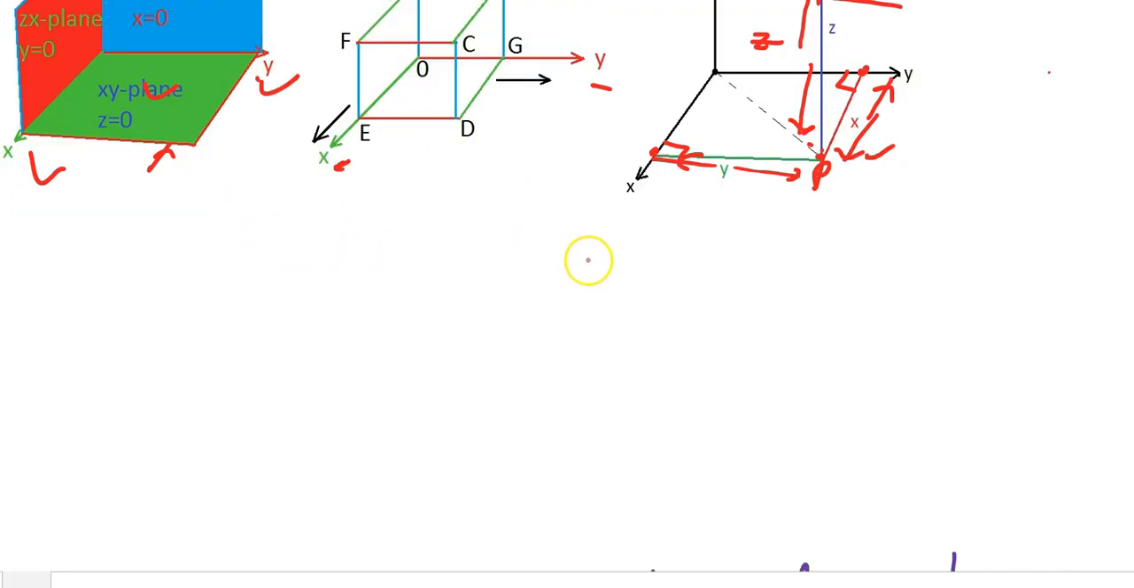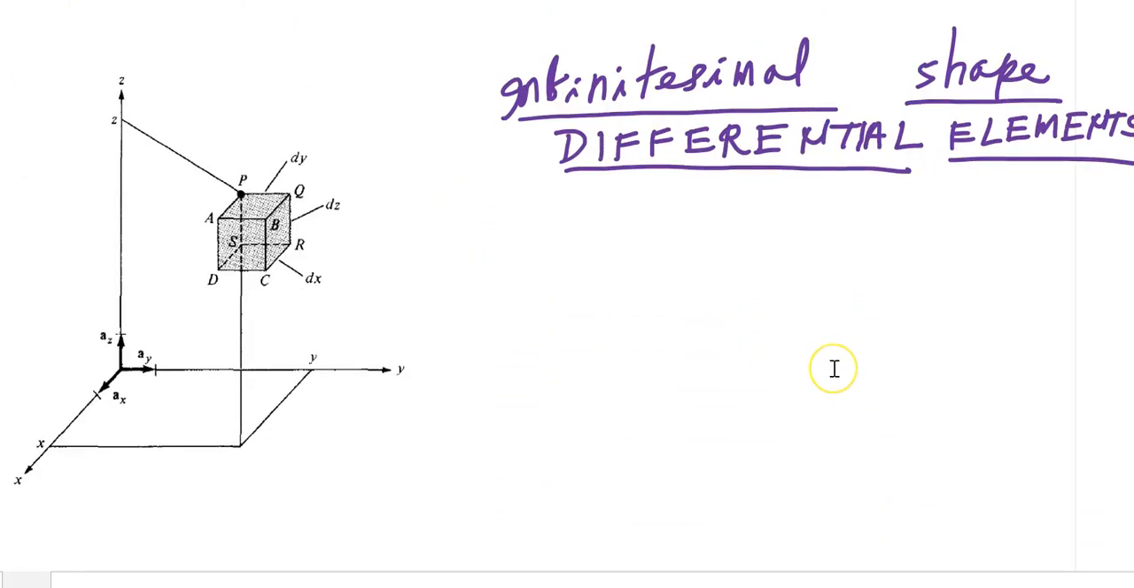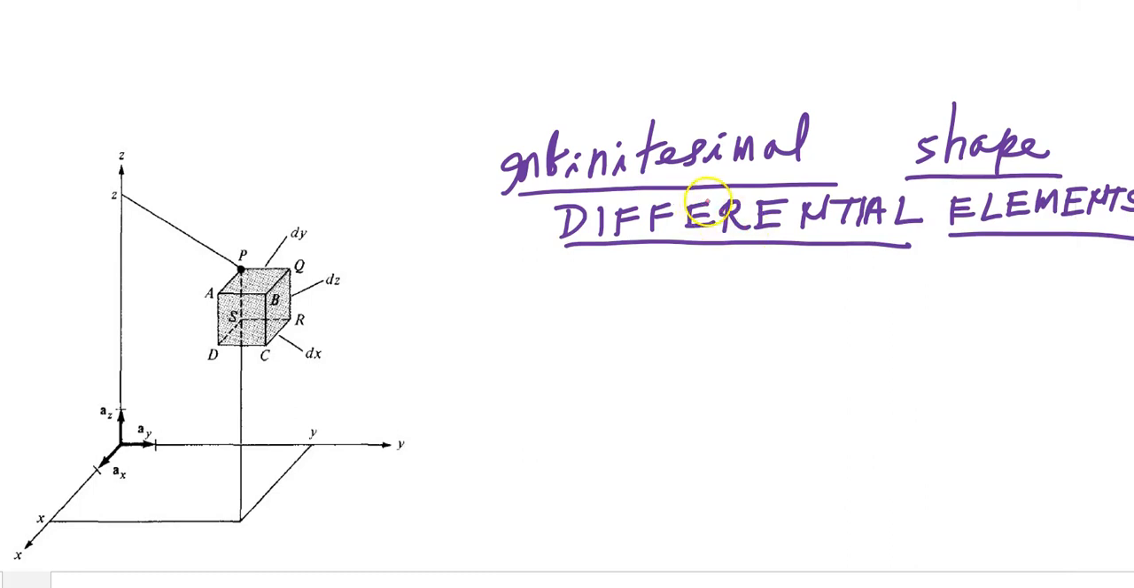In Cartesian coordinate systems, x varies from minus infinity to infinity, so it is three-dimensional. Y varies from minus infinity to infinity, and z varies from minus infinity to infinity. Infinitesimally small shapes are differential elements. So a differential element is represented by a rectangular box.